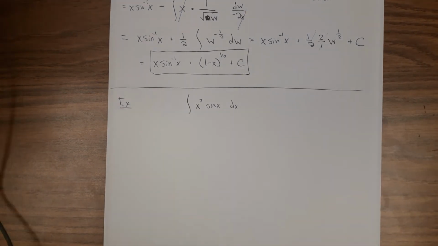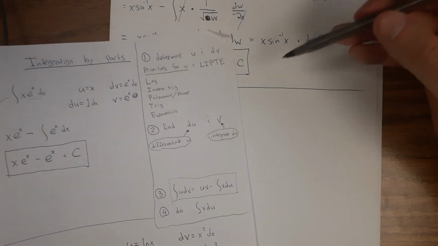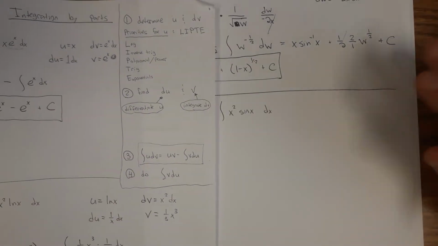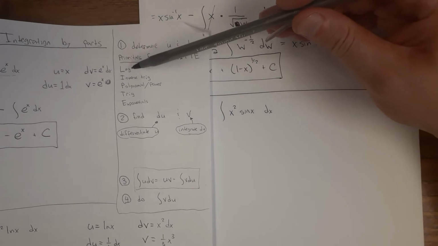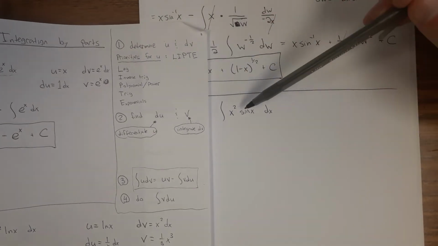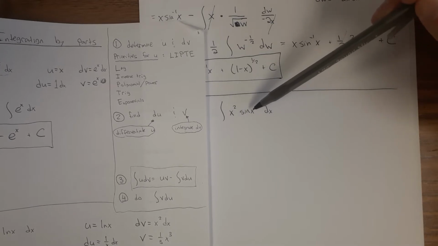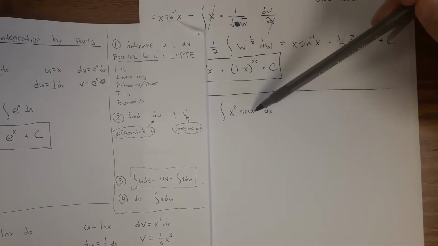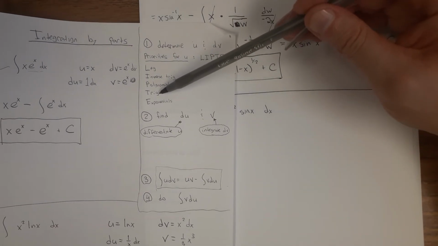Let's do another one. x squared sine x. So let's take a look at the priorities again. I don't see any logs. I don't see inverse trig. This isn't inverse trig, this is just trig. Inverse trig is like arcsine, arctangent, that stuff. And trig is a much lower priority.